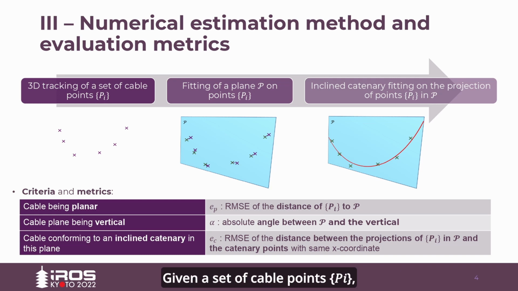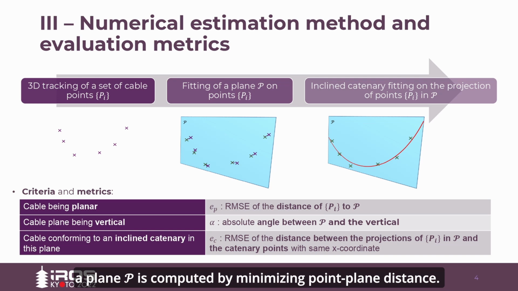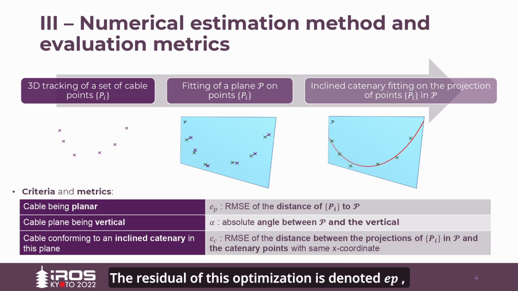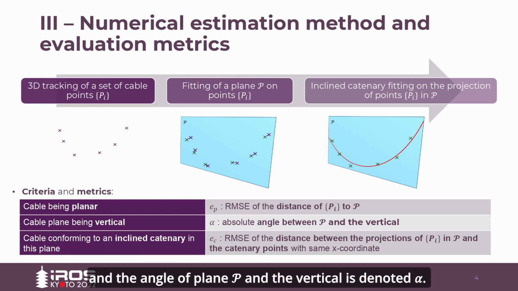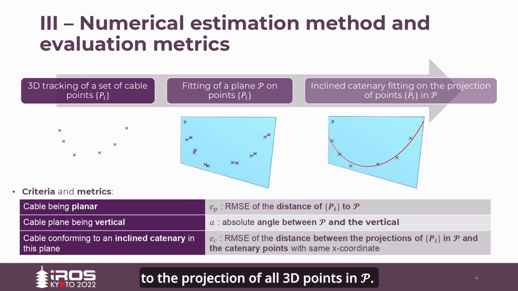Three catenary properties are evaluated: being planar, being in a vertical plane, and being fitted by a 2D catenary curve in this plane. Given a set of cable points pi, a plane P is computed by minimizing point-plane distance. The residual of this optimization is denoted EP, and the angle of plane P and the vertical is denoted alpha. In a second term, the closest inclined catenary curve in plane P is estimated by minimizing the distance to the projection of all 3D points in P. The residual is denoted EC.